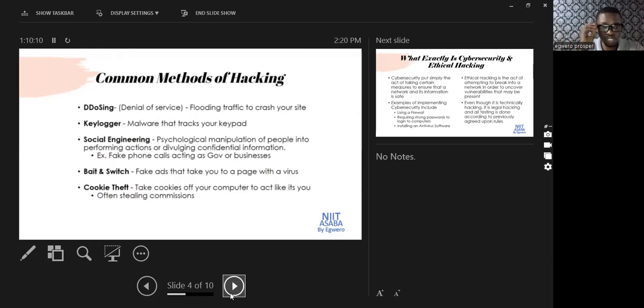Bait and switch, fake ad. This one is very common. It is this one that makes Facebook find it difficult to accredit Nigerians. Not only Nigeria, it could be any country that they are not sure of their security. They are not sure of their integrity.